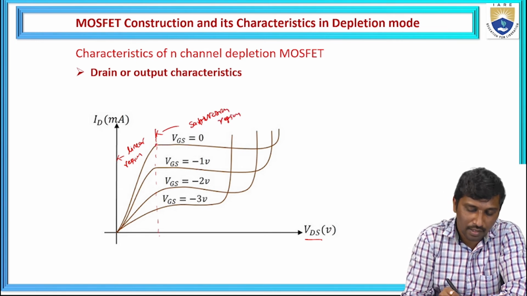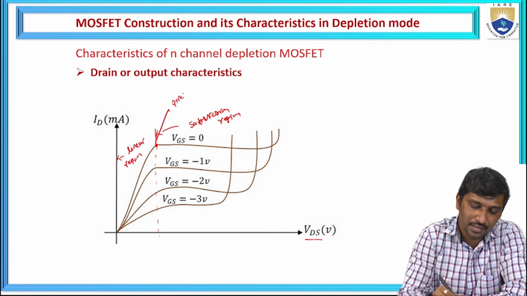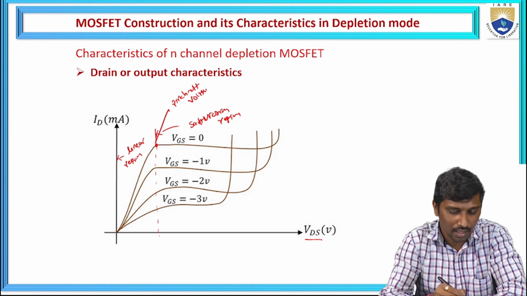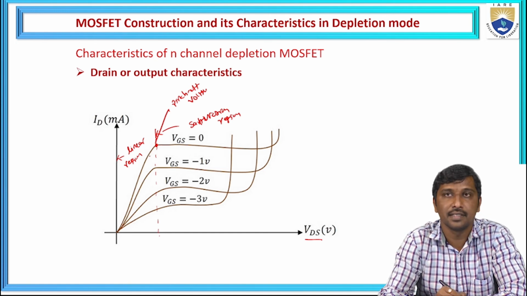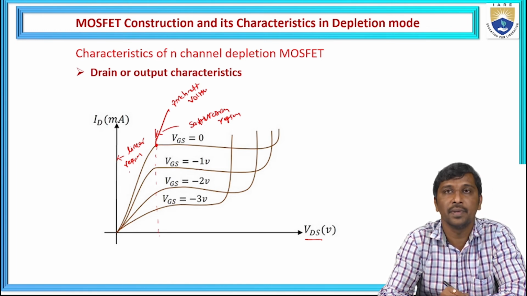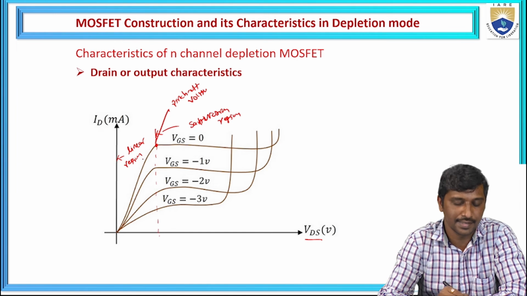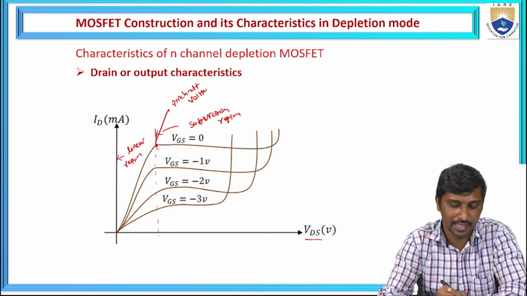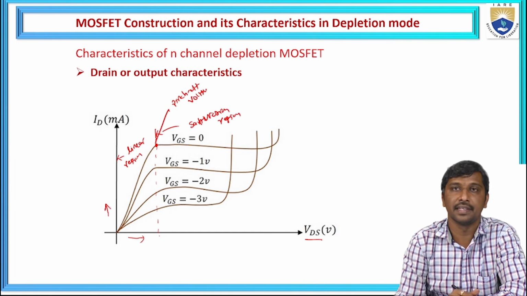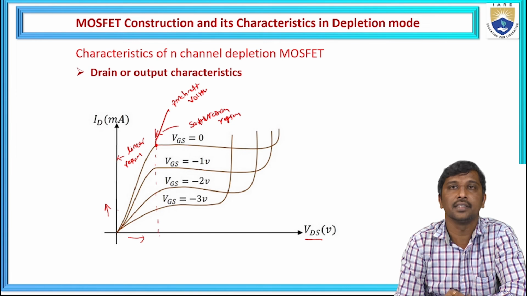And another point, it is also called the pinch-off voltage. And what does the linear region mean? In this region, it satisfies the ohmic characteristics, which means as V increases, I also increases. That is the reason this region is called the linear or ohmic region.